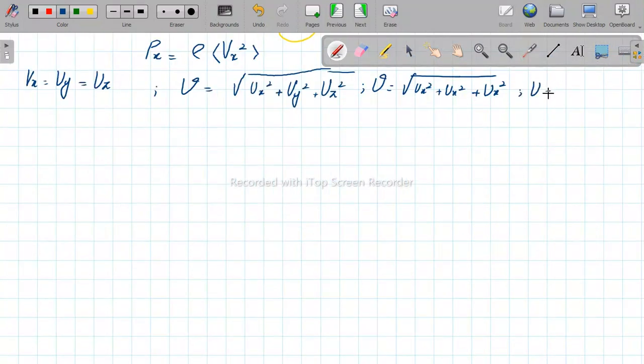We get V equals under root 3 times Vx square. Taking square to cancel this root, this becomes V square equals 3 Vx square. We are to find the value for this Vx square in terms of V. So we can rearrange this equation as Vx square equals V square over 3, right?